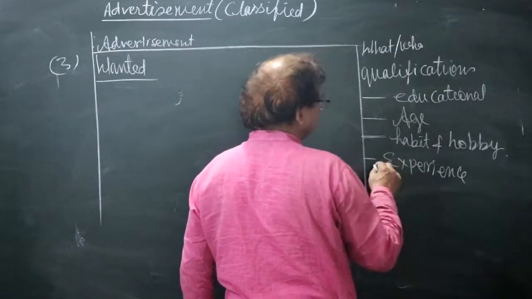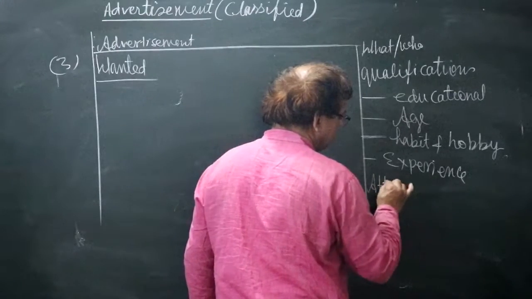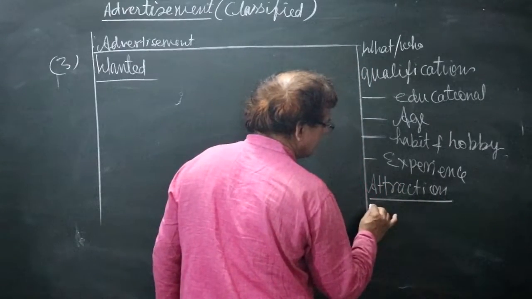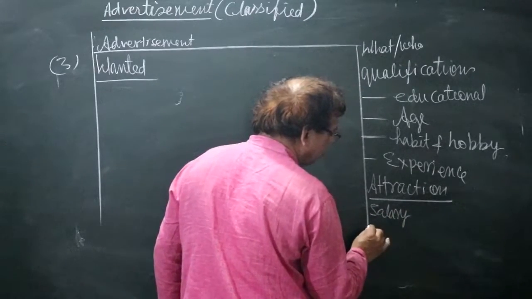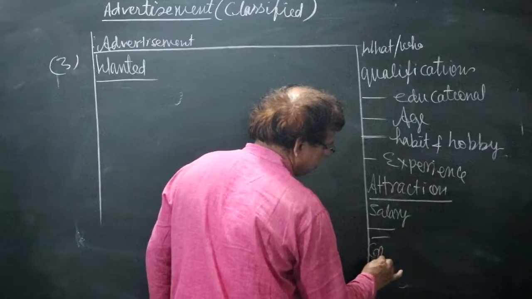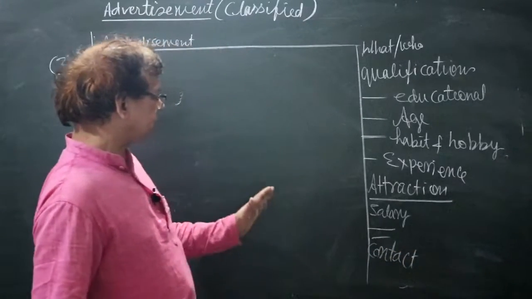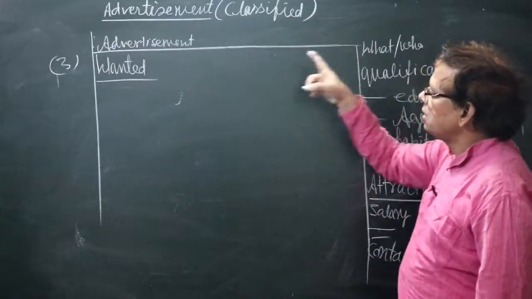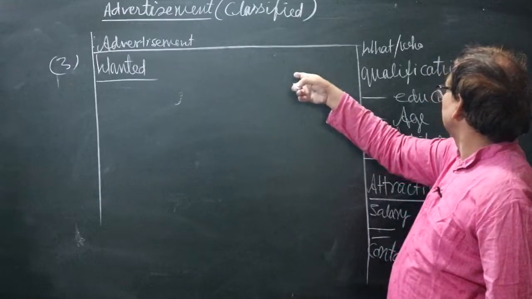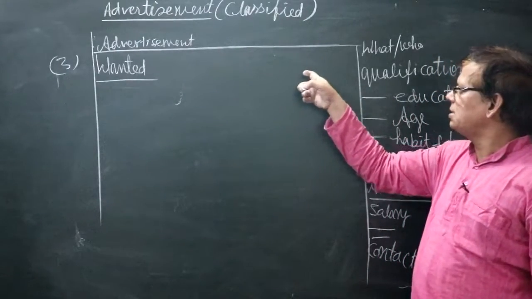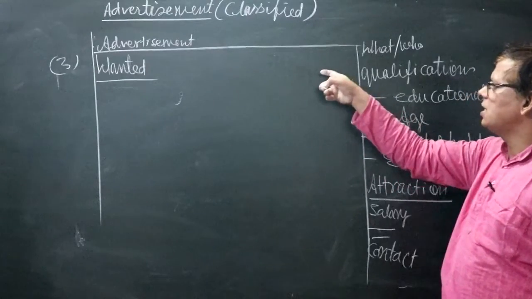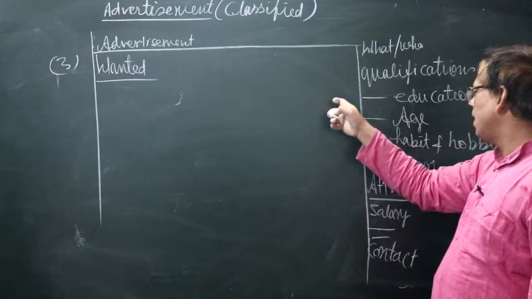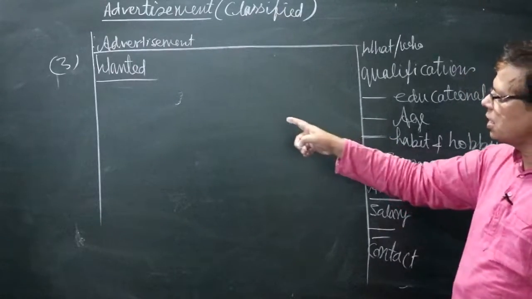Then, from the side of the manager, attractions. An important part of the attraction is salary or medical facility. Thereafter, the contact word. Now, wanted: teachers. Okay, who is wanted? Teachers for physics, education at least MSc, age not more than 30 years, with good habits and hobby, experience of 2 years in a reputed school, attractive salary.